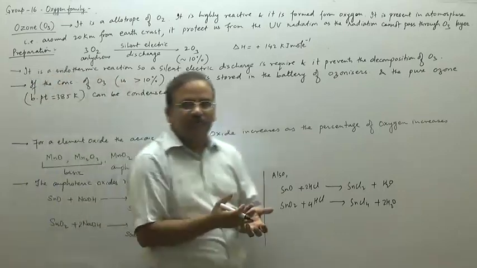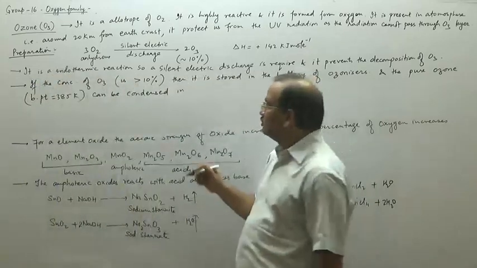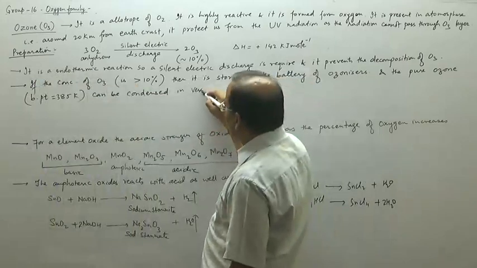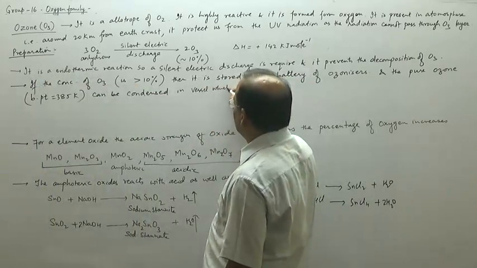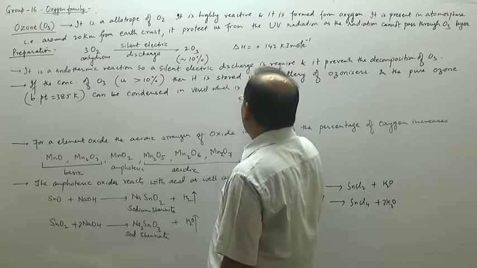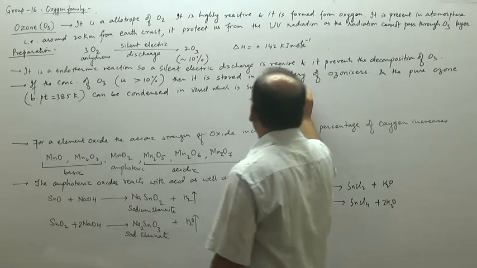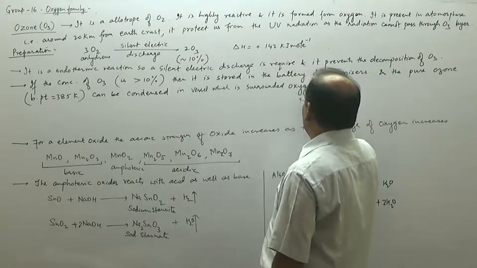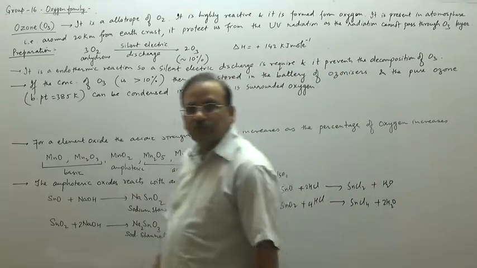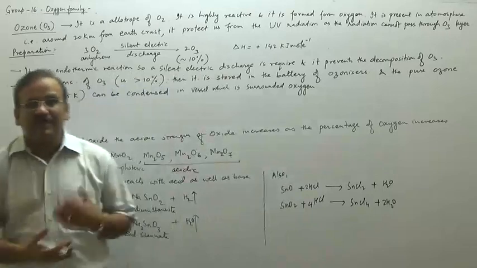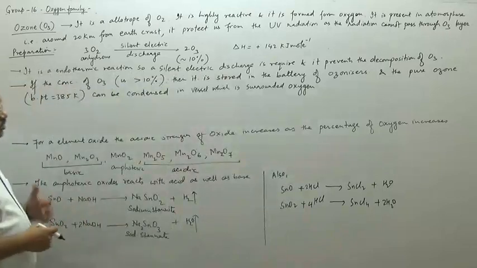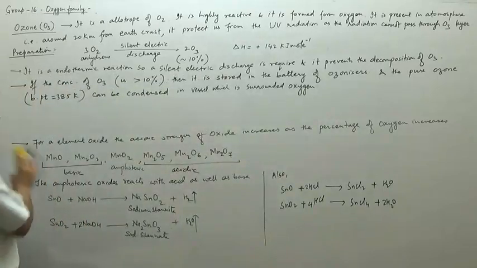It will be condensed in the vessel which is surrounded by oxygen. So that is how we can condense it into the liquid state. That is how we can get the pure ozone.